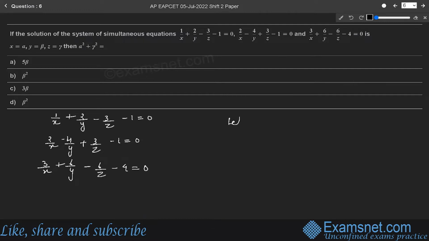Here, let 1 by x is equal to u, 1 by y is equal to v, and 1 by z is equal to w.